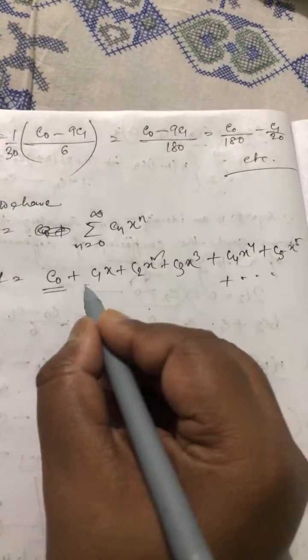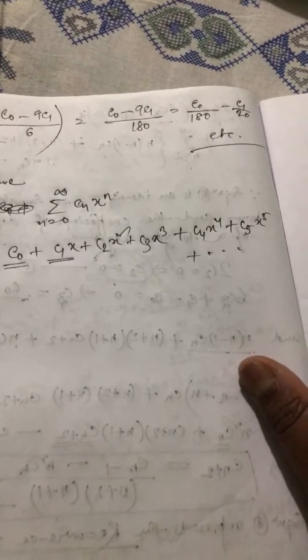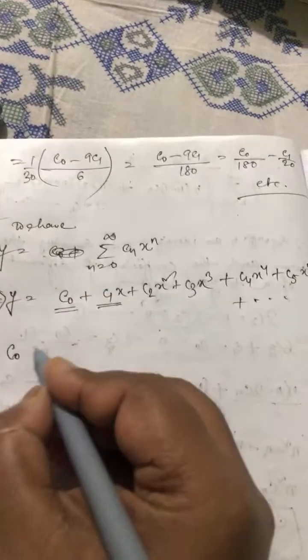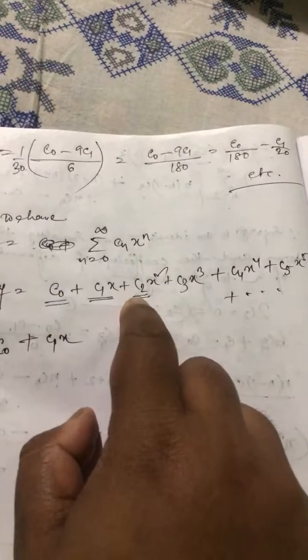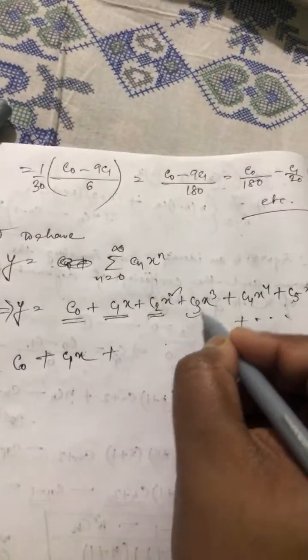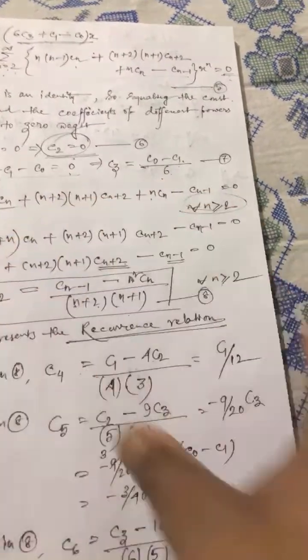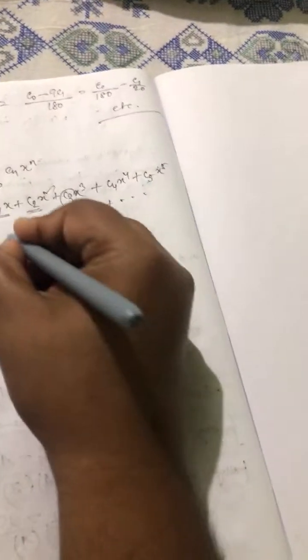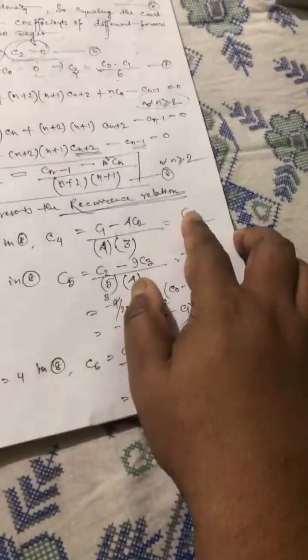So c0, c1, remember I told you no need to change these two constants, rather all other possible constants should be obtained in the form of c0 and c1. So c0, no need to change this one. C1x, here also it should be intact. C2, I guess you remember it is 0. C2 is 0. C3 is what? C0 minus C1 by 6. What is C4? C1 by 12.